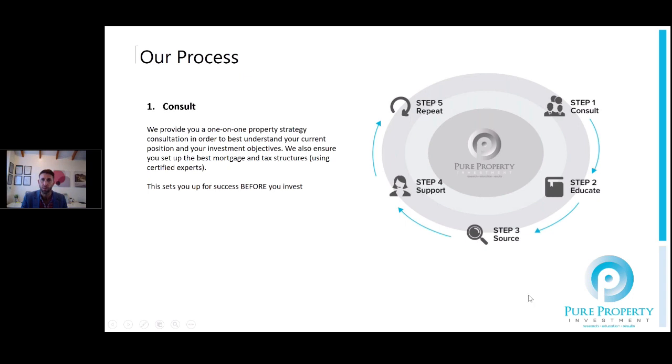So initially what we always want to do is consult. And apologies, the purpose of that consultation is to really consult and in order to best understand your current position, your objectives as well, and that ensures that you set up the best mortgage structure, tax structures. We don't do that in-house. We also make sure that you utilize certified experts and get the right advice there and the right independent advice, not necessarily advice that's going to be pushing you into a particular product. And making sure you have those structures and those objectives set up before you invest is very important, and that's something we focus on in those early stages of that consult phase.